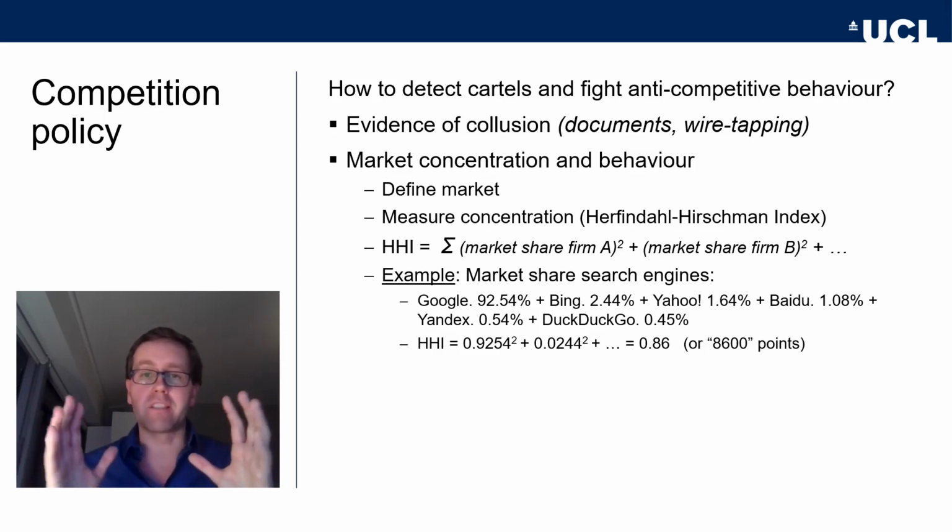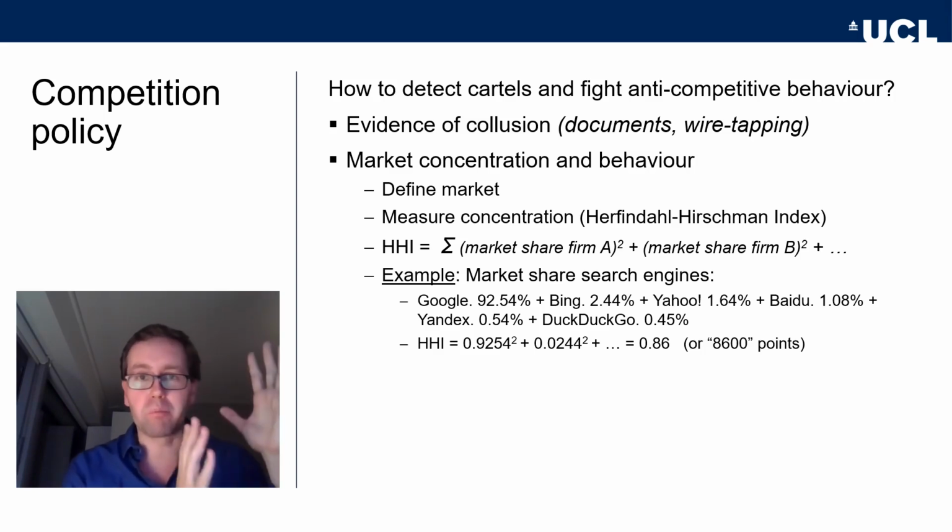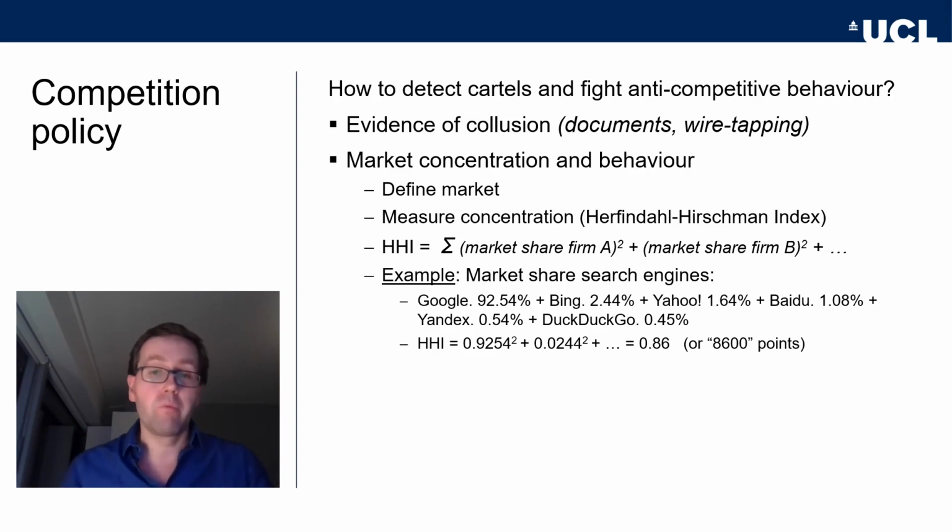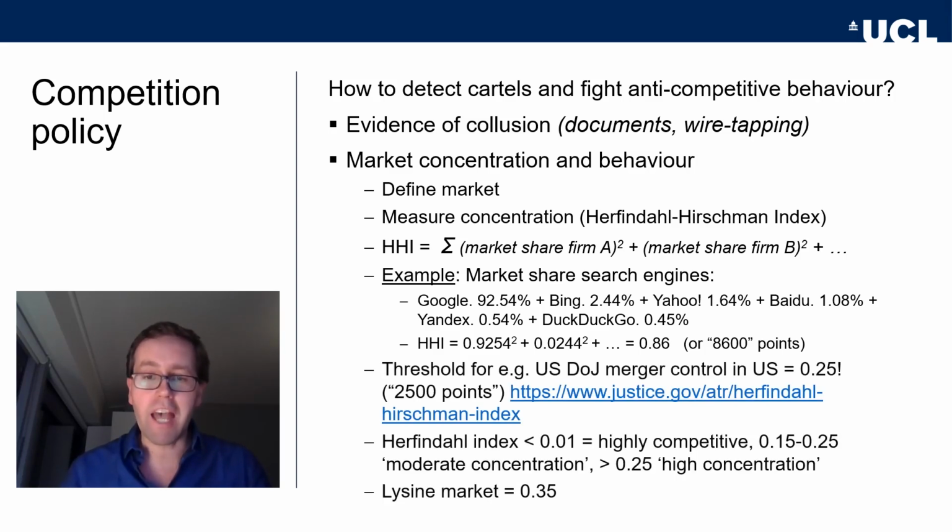And this Herfindahl index varies from 0, perfect competition, to 1, one company dominates the whole market. And the search engine market, which as we can see with our own eyes is very concentrated, of course, scores at 0.86, so 8,600 points in the Department of Justice language. And that's pretty high, of course. So the threshold for the US Department of Justice to engage in merger control, when two companies would form a company that is bigger than that, is not 0.25, so a lot less than this.